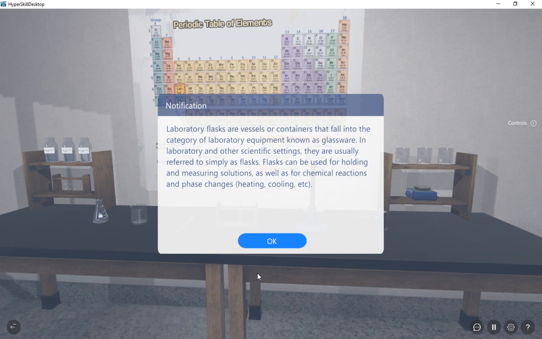Laboratory flasks are vessels or containers that fall into the category of laboratory equipment known as glassware. In laboratory and other scientific settings, they are usually referred to simply as flasks. Flasks can be used for holding and measuring solutions, as well as for chemical reactions and phase changes, heating, cooling, etc.